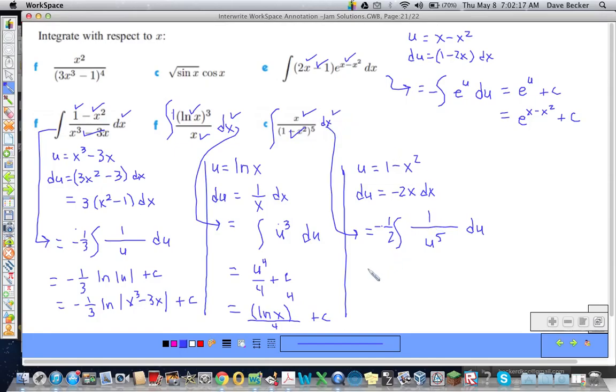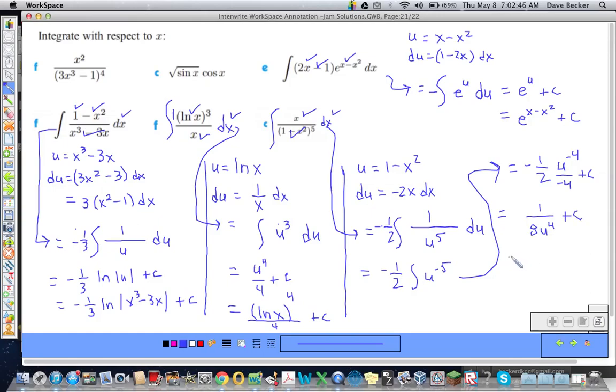So this is 1 over u to the 5th, so this equals negative 1/2 times the integral of u to the negative 5, which is equal to negative 1/2 u to the negative 4 over negative 4 plus c, equals, negative times a negative is a positive, so that's going to be 1 over 8 u to the 4th plus c, which equals 1 over 8. What did I let u equal? 1 minus x squared. 1 minus x squared to the 4th power plus c.